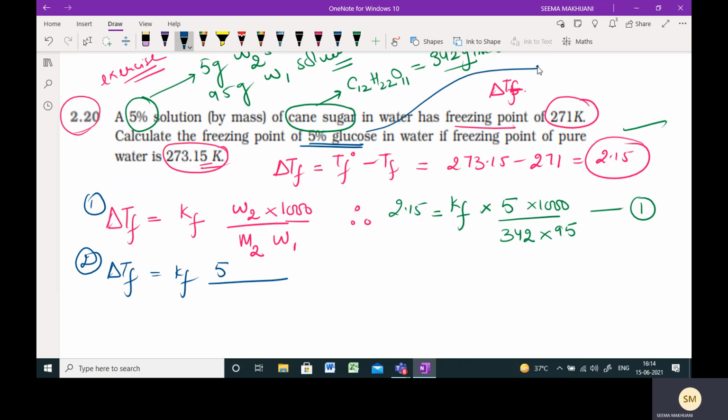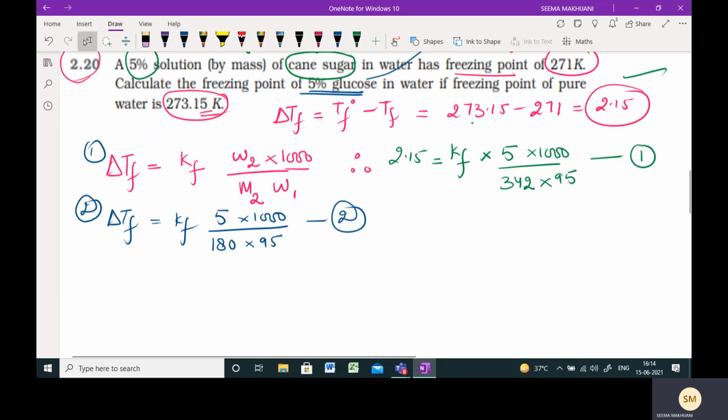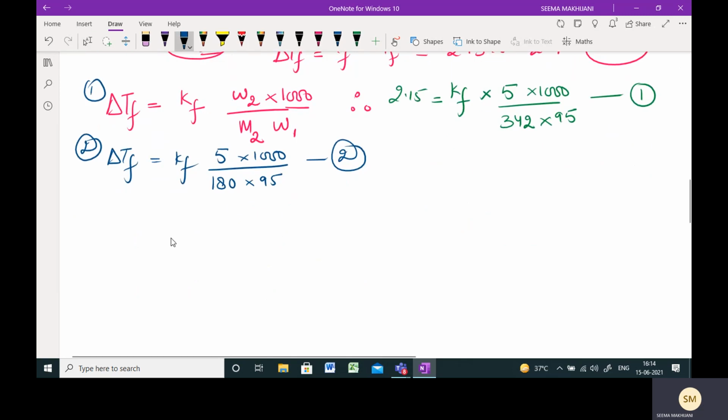The formula of glucose is C6H12O6, and its mass comes out to be 180 grams per mole. So you can substitute here 5, your mass, divided by 180. Weight of water again is 95, and you have 1000. Now this is your equation number 2. So again, what is to be done? You will divide equation number 1 by 2.